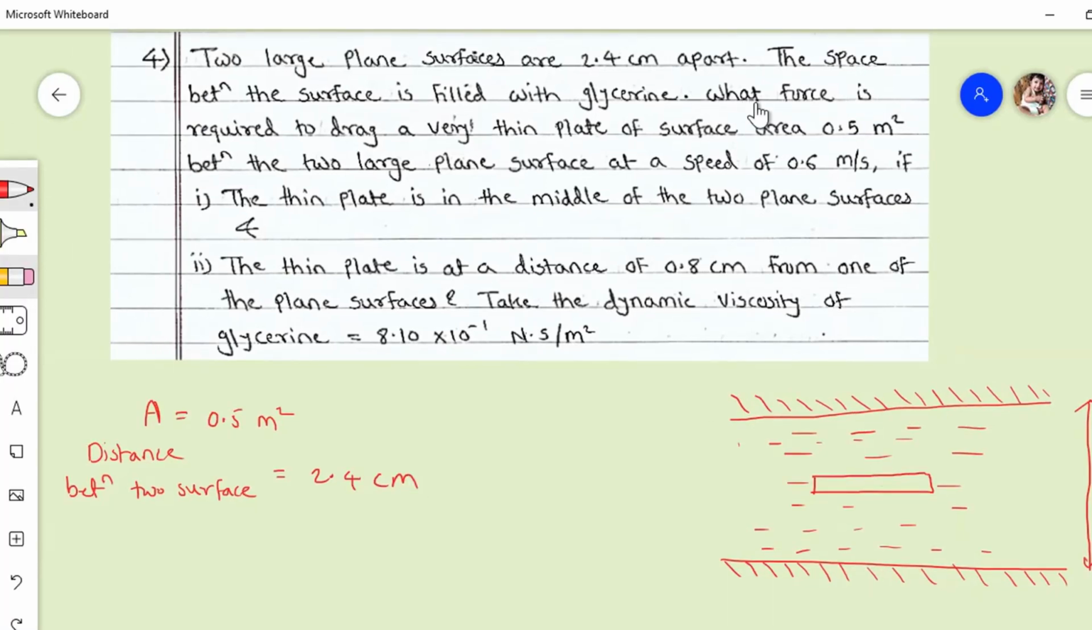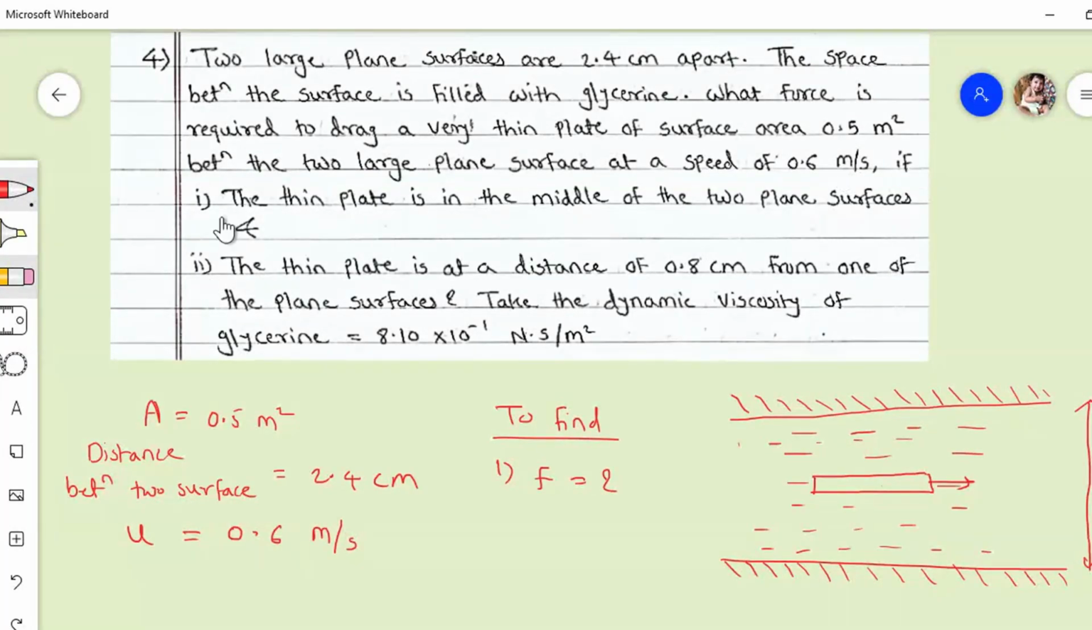Now what we have to find? What force is required to drag a very thin plate? So we have to find a force to drag this very thin plate of area 0.5 meter square between the two large plane surfaces, at a speed of 0.6 meter per second. So velocity is given. Velocity of the plate is 0.6 meter per second.